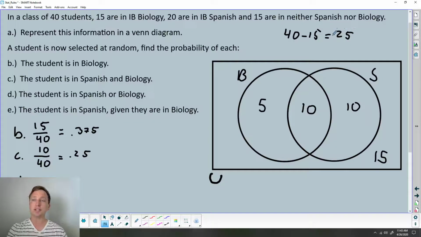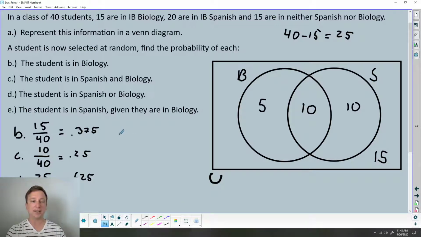So we know 25 students are in at least one of the courses, if not both. 25 of the 40 here. And if we reduce this, 25/40 is 0.625, which is 5/8, so 0.625 there.